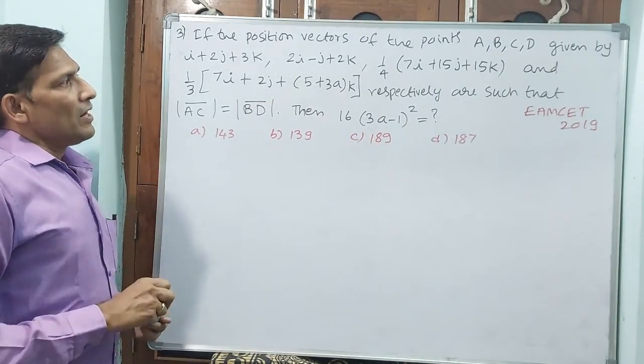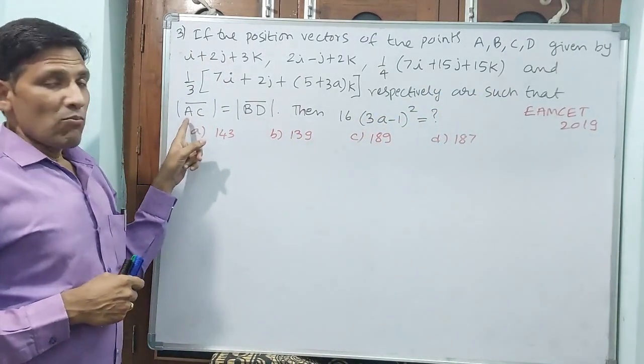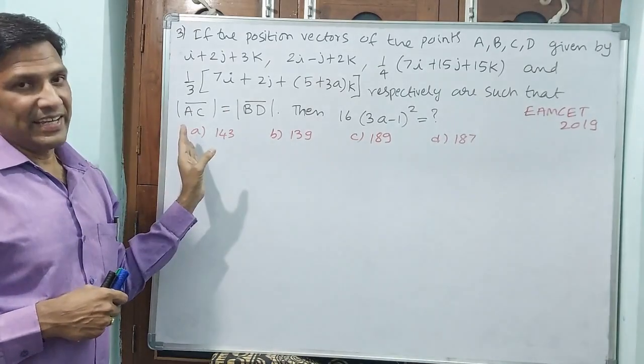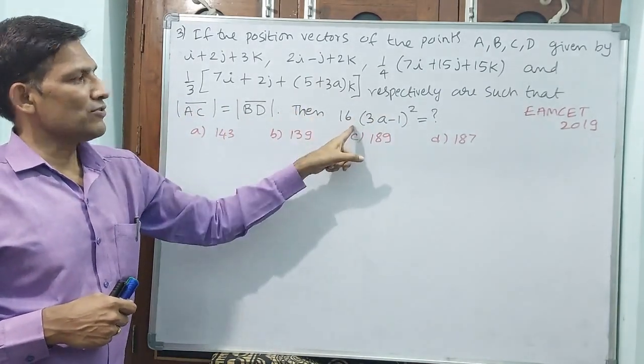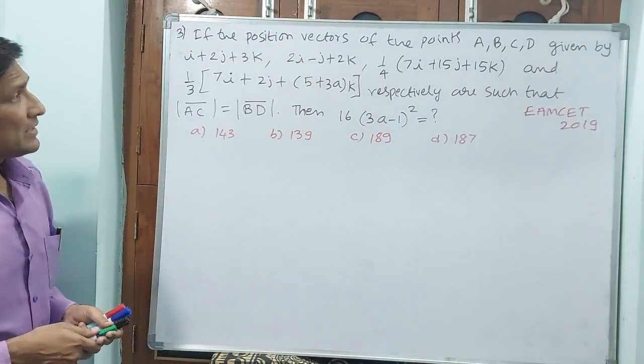Now what they are asking: modulus of AC is equal to modulus of BD. This is the hint. Based on this hint you have to find the value of 3a minus 1 whole square into 16. First of all, let me write.